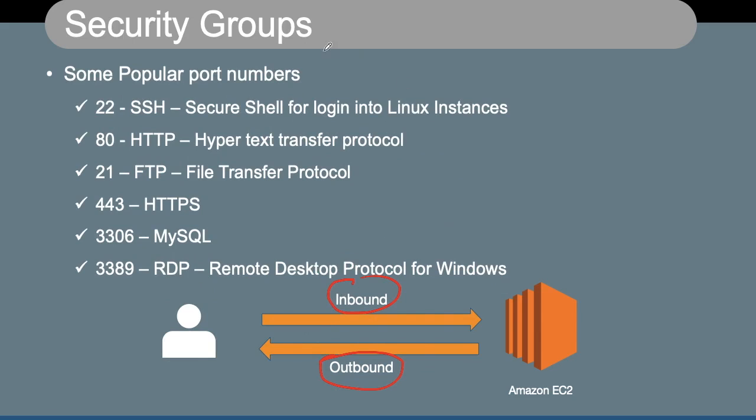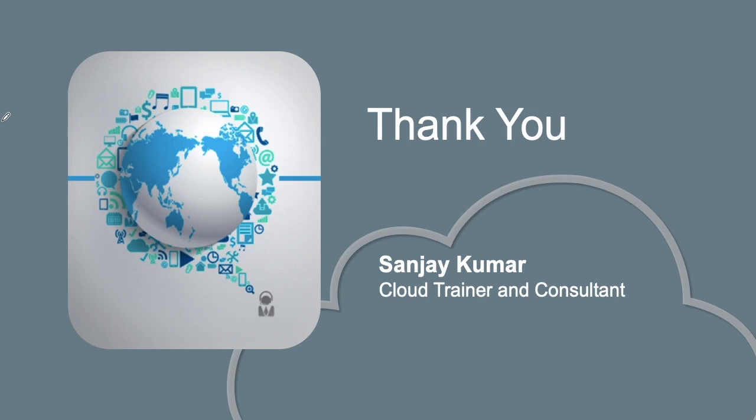Some popular port numbers, for example: if you want to give SSH access, so I want to access this machine by using SSH, I need to open port 22 in the inbound rule, or port number 80 for HTTP, port number 21 for FTP, port number 443 for HTTPS, port number 3306 for MySQL, and port number 3389 if I want to enable remote desktop protocol for Windows. So these are some popular port numbers. There are hundreds of other port numbers available, but these are some popular ones which are typically used to access your EC2 machine. That's all we have in this session.